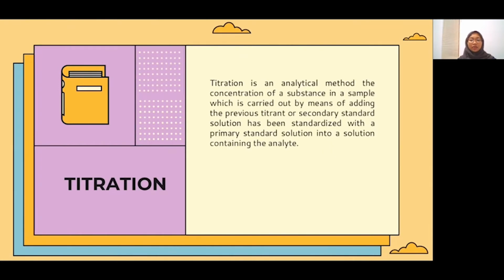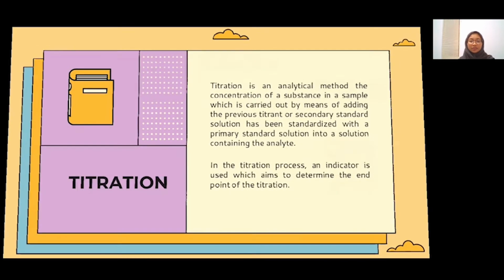Titration is an analytical method. The concentration of something in the sample is measured by adding a titrant into a solution containing the analyte. The equivalence point will occur during the titration when the analyte has completely reacted with the titrant. In some titrations, the reaction product tends to be colorless. Then an indicator is used to determine the endpoint of the titration with a color change.